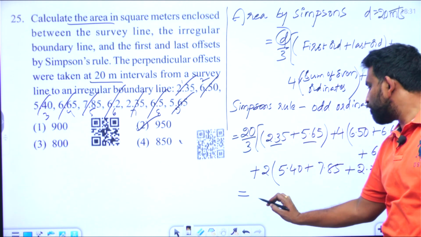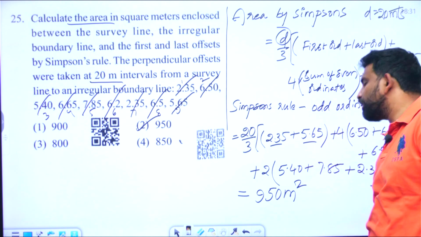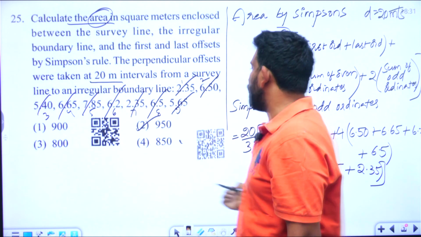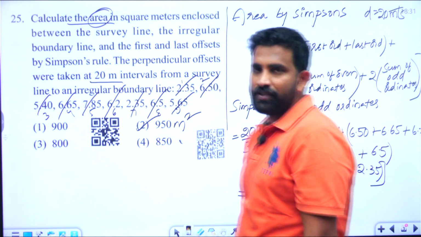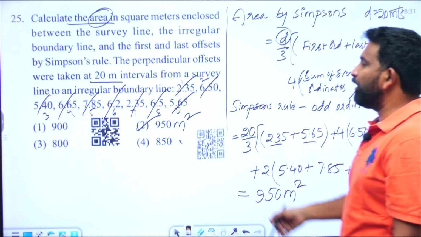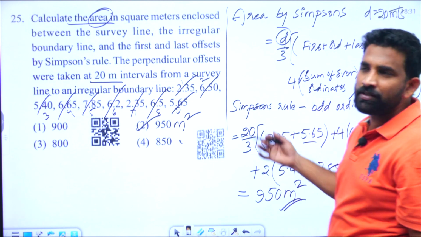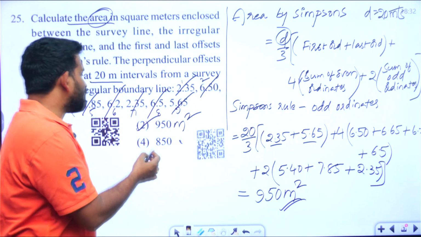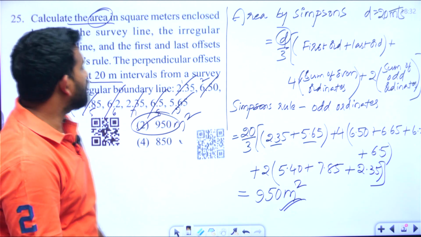The unit will be meter square because here we are supposed to find the area. Of course, he nowhere mentioned the meter squares, but all the values will be in terms of meter square. So here we will get an answer of 950.02 or 950.2 something like that, and the nearest value for that answer will be 950 meters squared. The correct answer. Now let us see the next question.